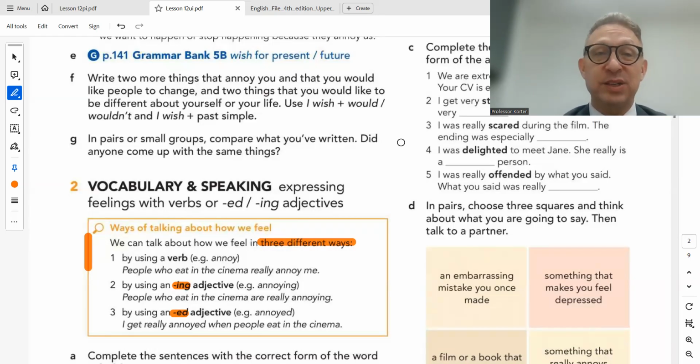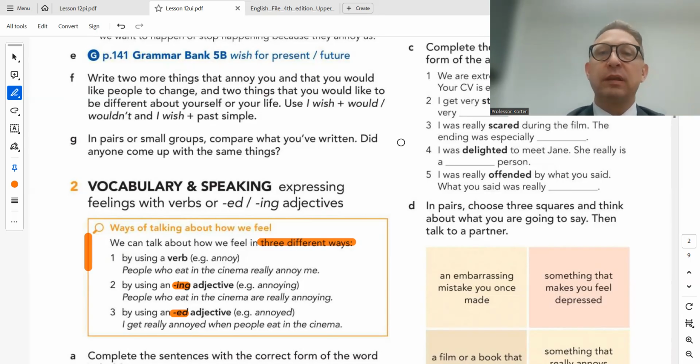I get very stressed at work. My job is very stressful. If you want to think about it, pause the recording. I went very quickly there. I was really scared during the film. What about this? The ending was especially scary.